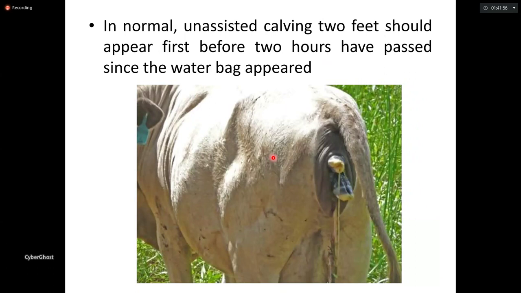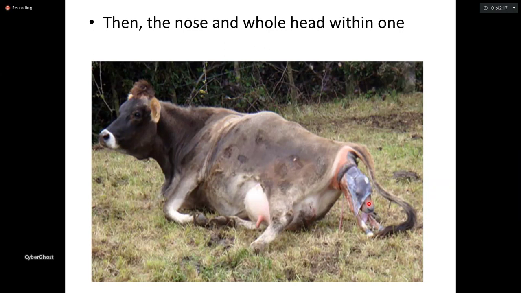So this is the next step, right? What happens? The front two feet basically appear first, first come out of the vulva of these animals. Then you can see the head is coming out, within one session. So the head is coming out, but still you can see the udder looks enlarged, swollen, and congested, right?